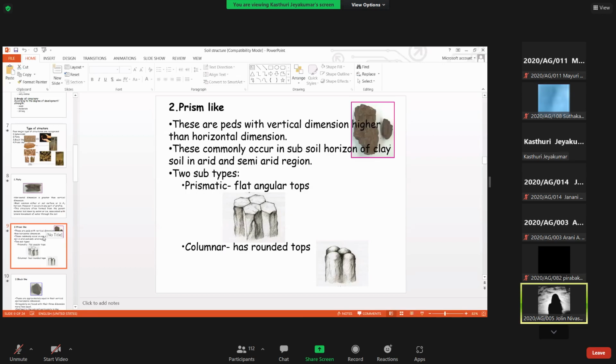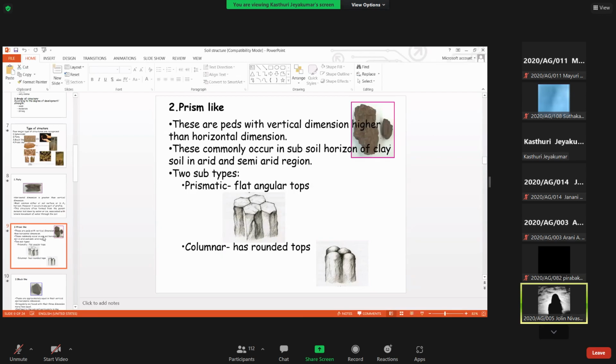Then the type of structure is prism-like. These are beds with vertical dimension that is higher than the horizontal dimension. These commonly occur in subsoil horizon of clay soil in arid and semi-arid region.